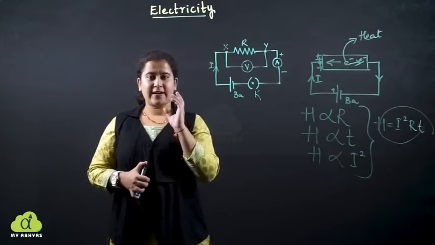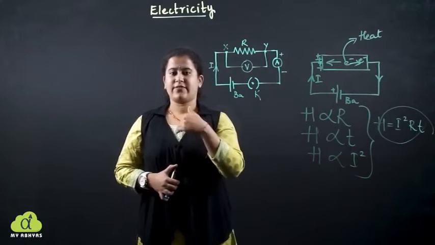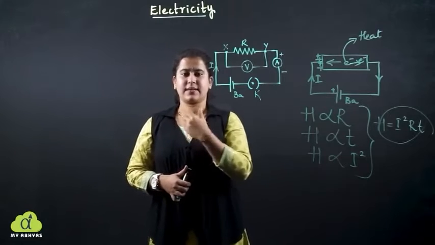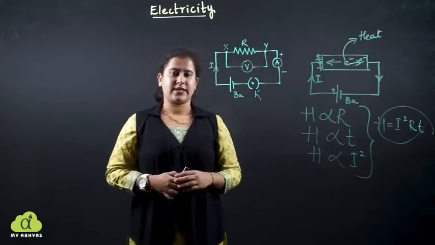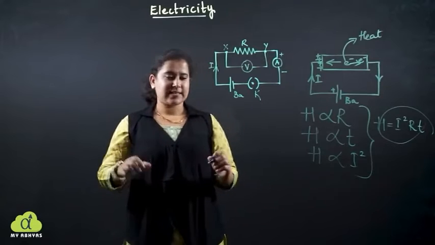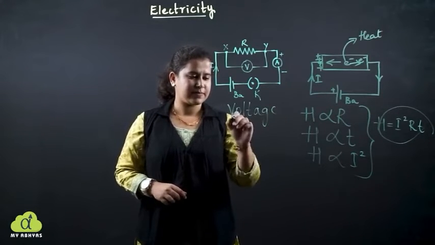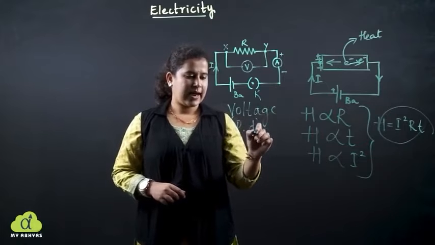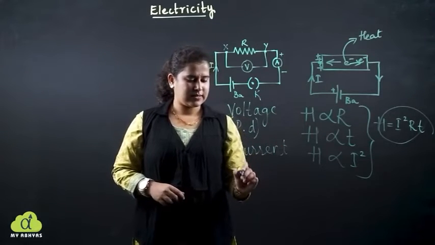So now I have three main definitions, which we have studied earlier, in the first session and the second also. So what are they? First is voltage or potential difference, right? And what is current? And also what is resistance?